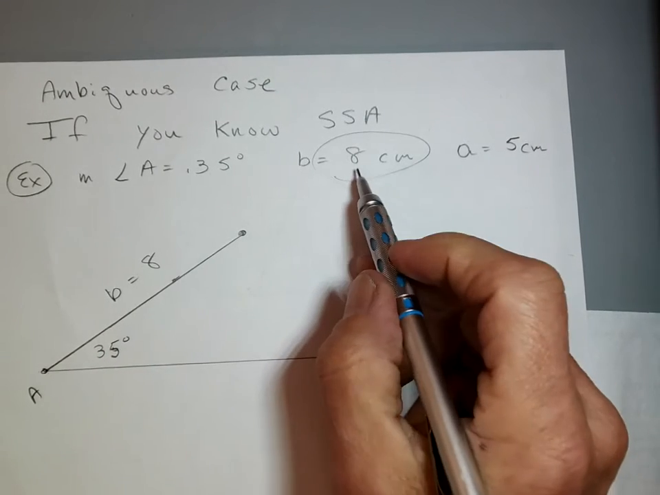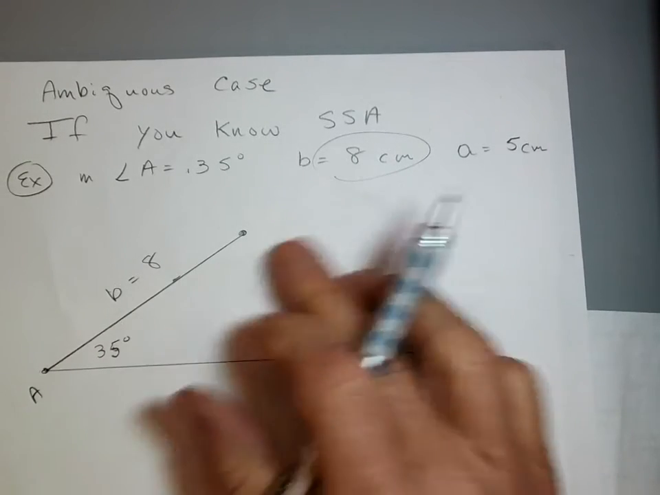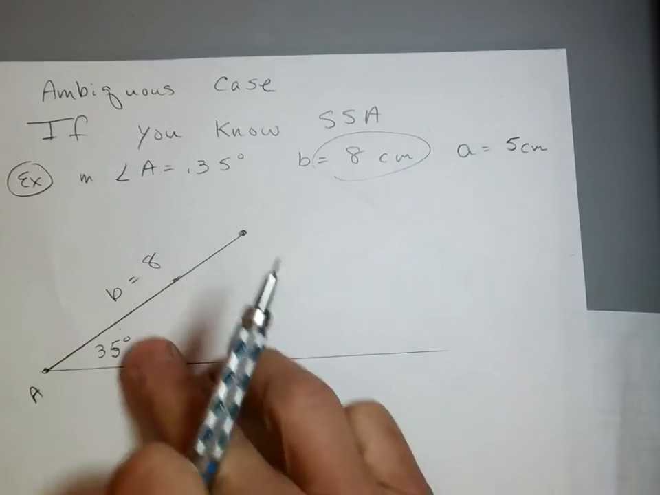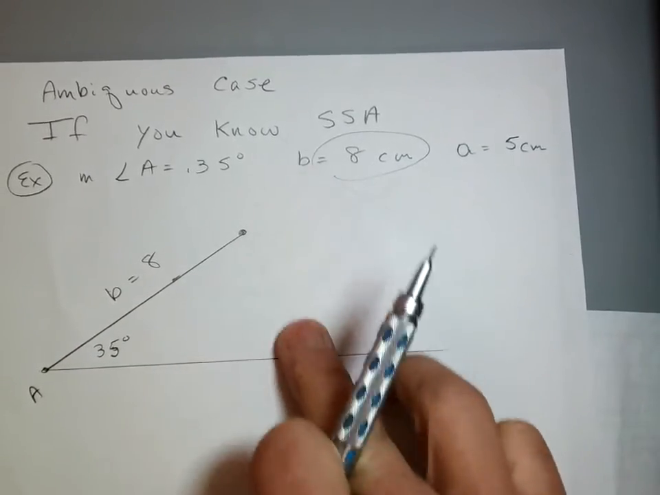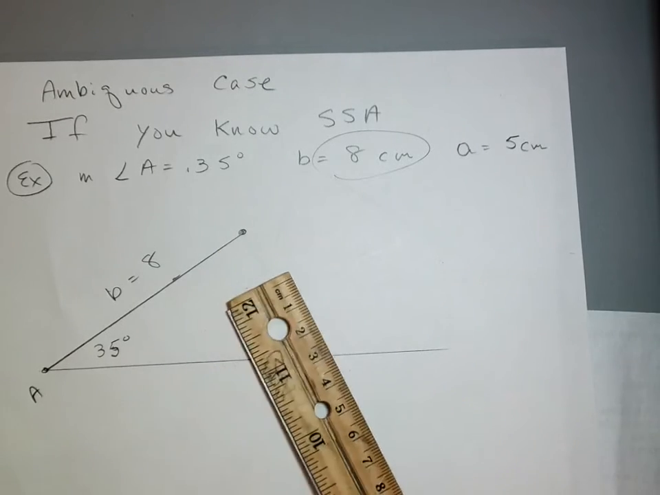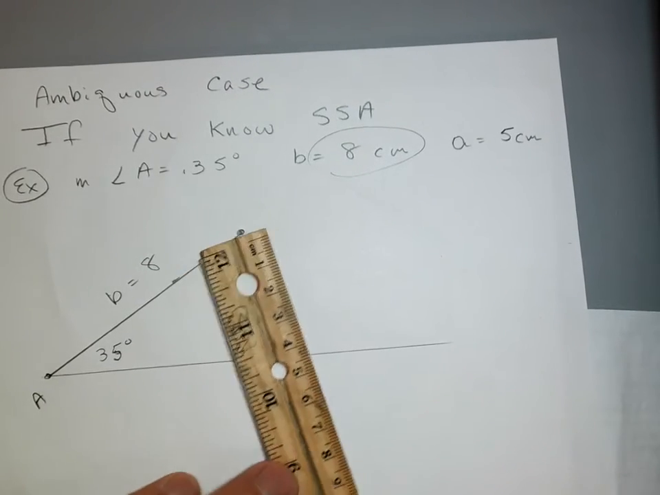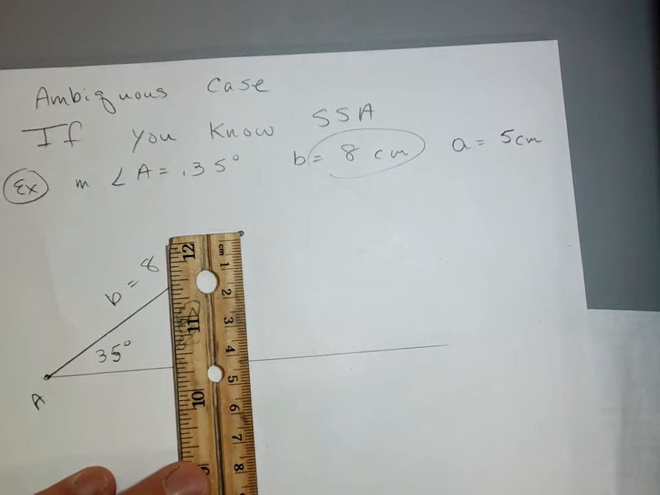I've made my side B, which is 8 centimeters. Now, little a, side A, has to be opposite of angle A. This is angle A. Little b is opposite of that. So what I'm going to do is try and put the 5 in. I'm going to draw the 5, and I've got to make it fit, because if I draw it straight down, that's not 5.